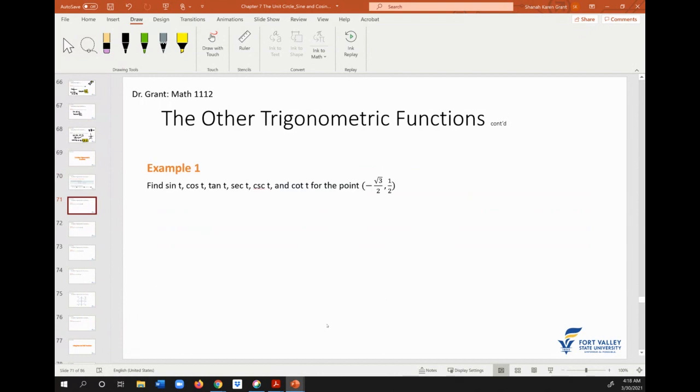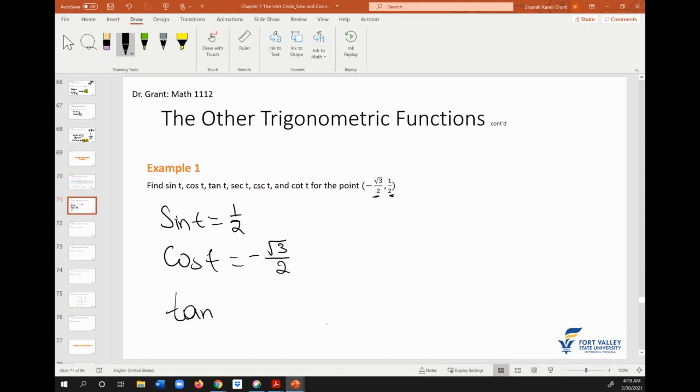Okay, so now let's say we are given an example where we're asked to find sine of t, cosine of t, tan of t, SEC of t, cosecant of t, and cotangent of t. So recall that sine is going to be the y for your coordinate. So that's just going to be 1/2. Cosine of t is going to be the x for your coordinate, which is going to be -√3 over 2.